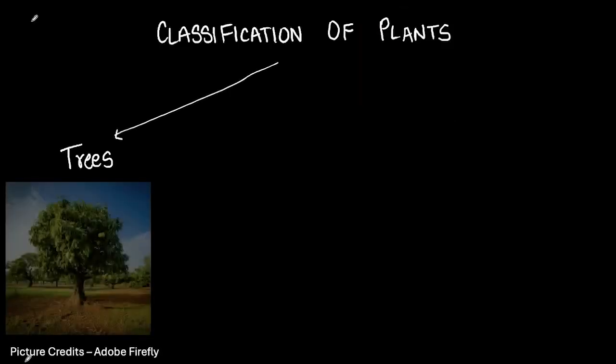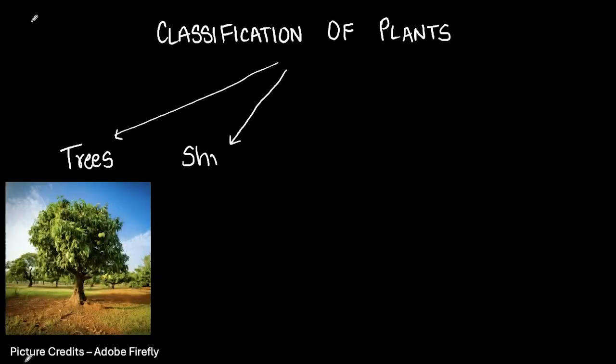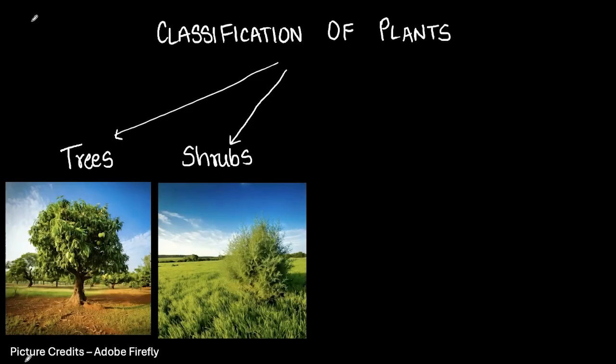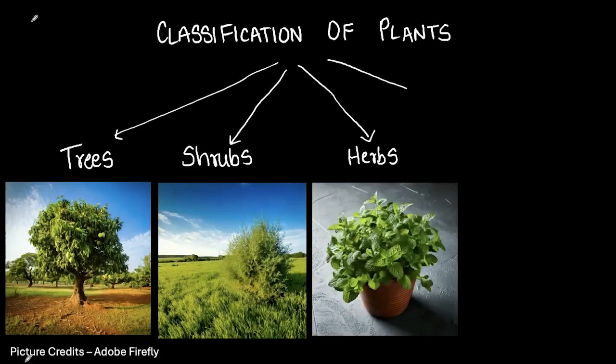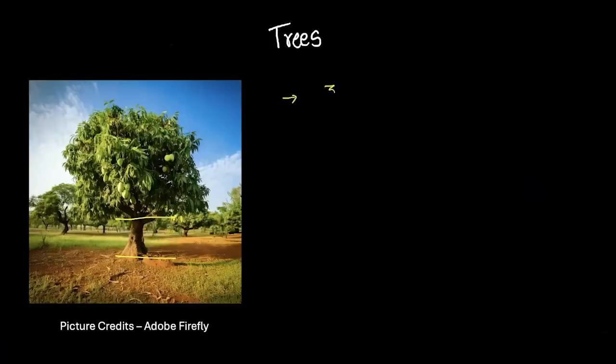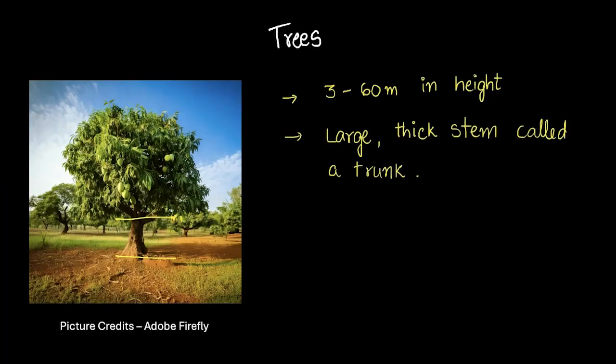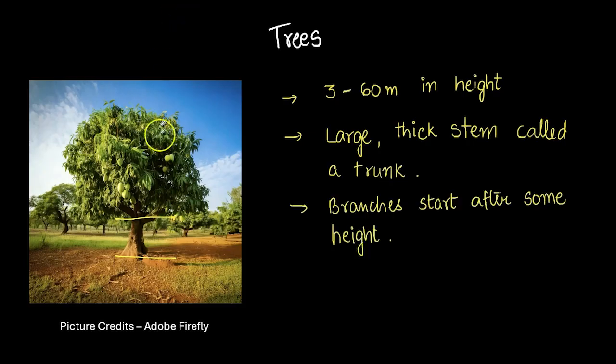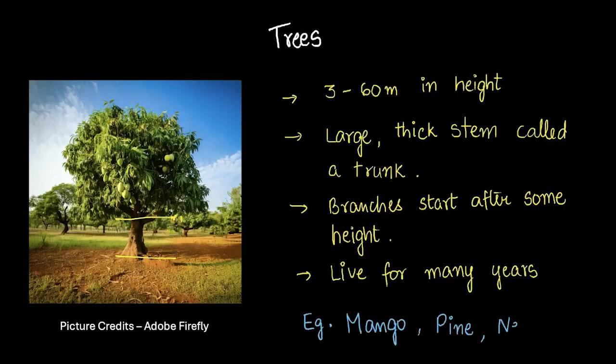Plants are classified into trees, shrubs, herbs and vines. Trees are the largest of the lot. They range from 3 to 60 meters in height. Trees have a thick stem called the trunk. And branches of trees start after a particular height. You can see these lines, right? That shows that the branches start after a particular height. Trees live really long. It could be 10 years, 20 years, 40 years, a few centuries. It could be really, really long. Examples of trees are mango trees, pine trees, neem trees.